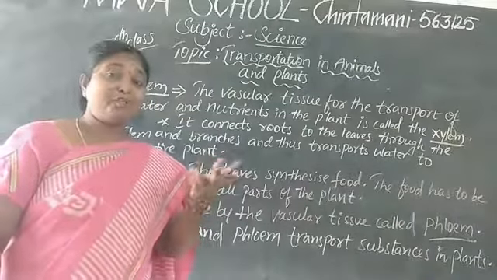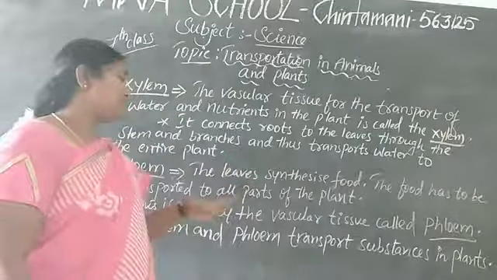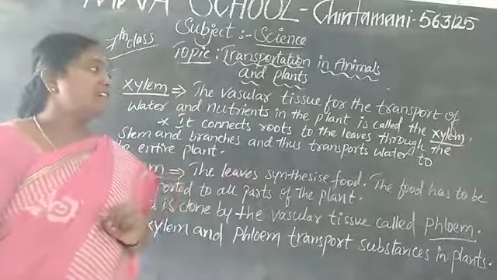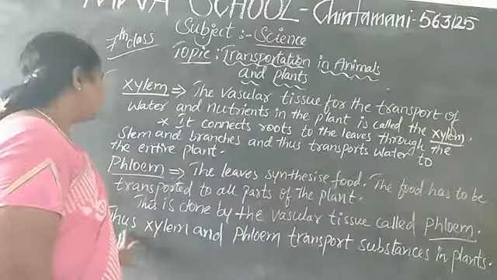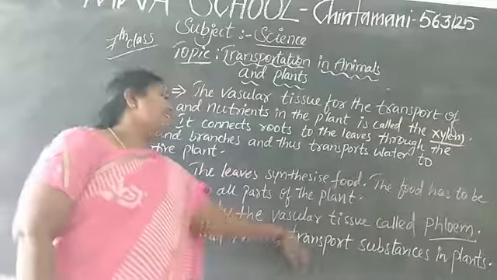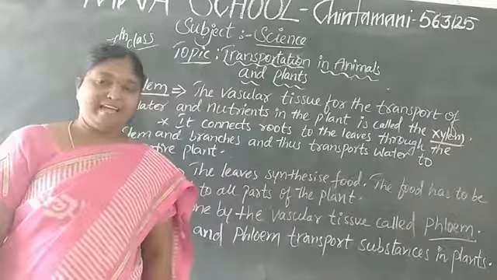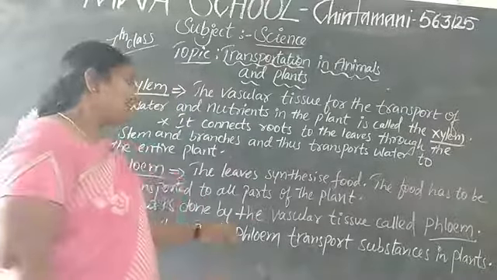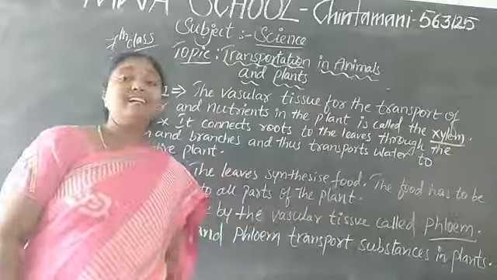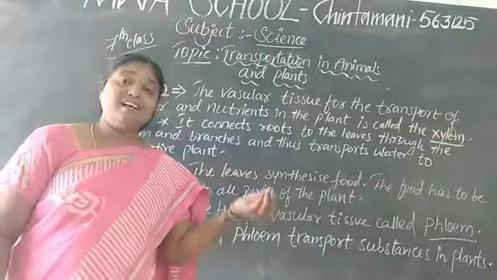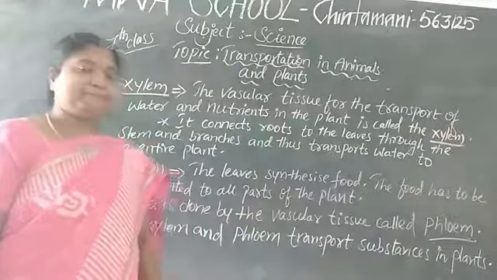So which are the two tissues responsible for this? That is nothing but xylem and phloem. Thus, xylem and phloem transport substances in plants. These are the tissues of the vascular tissue.